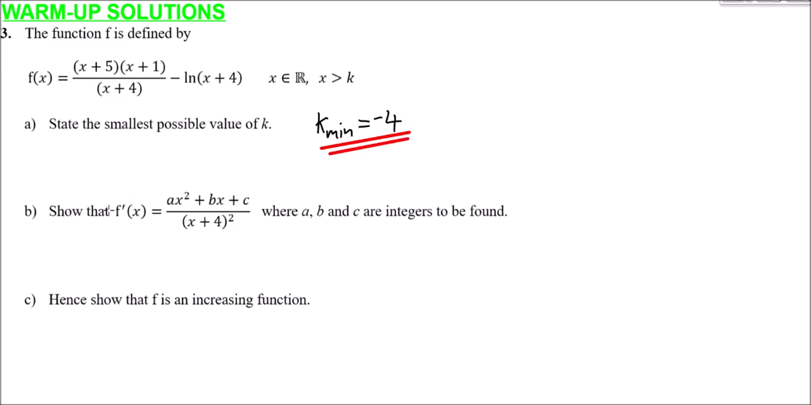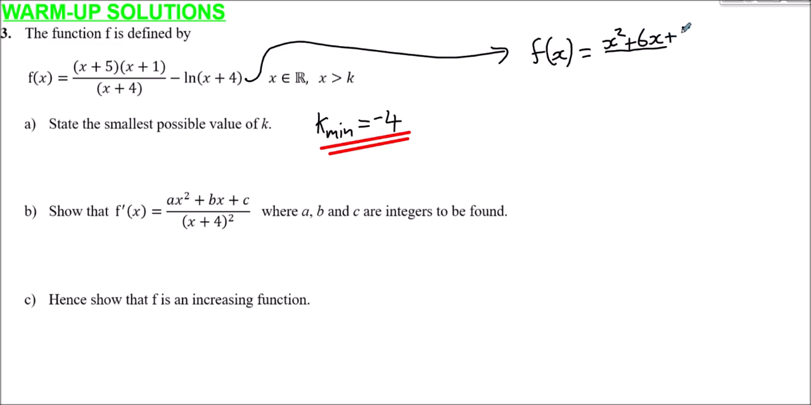Part B, f dashed of x. So already we should be thinking, okay, this needs to be differentiated. So what I'm going to do here, because this part here is a fraction, we're going to use the quotient rule. So because I think it's easy enough to do, I'm going to expand the numerator. So if I just say f of x equals, expanding this out, we get x squared plus 6x plus 5 all over x plus 4 minus ln of x plus 4.